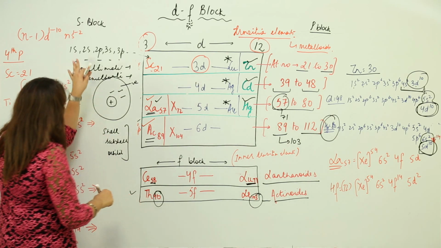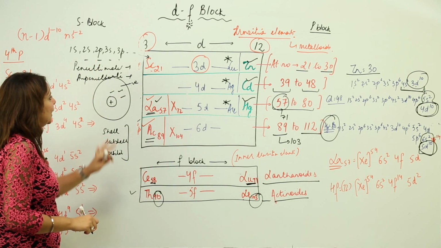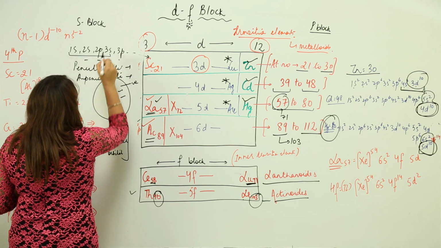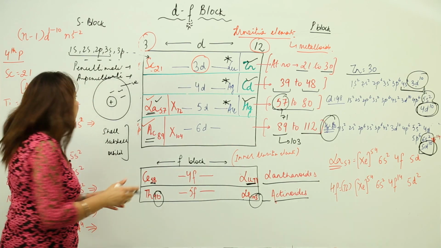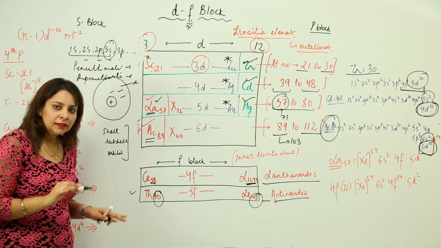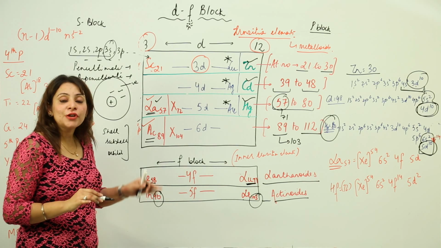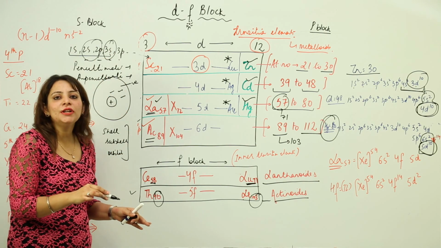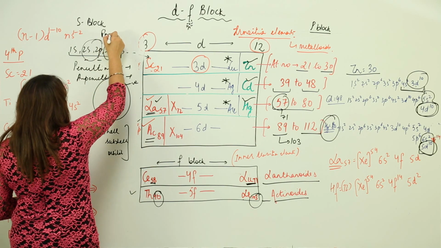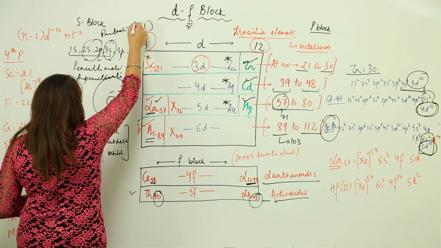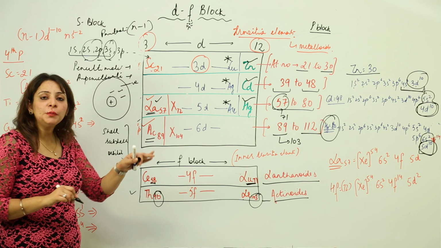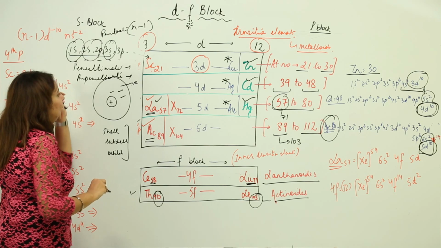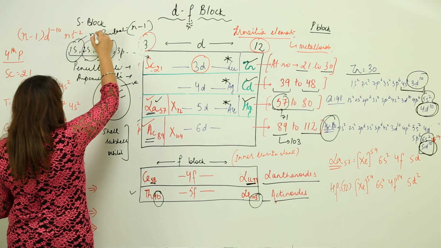If I talk about the shells, my final shell is the valence shell. The shell which is inner to the outer shell is called the penultimate shell, and it is indicated by n-1. The shell which is present inner to the penultimate is the anti-penultimate shell, and it is indicated by n-2.